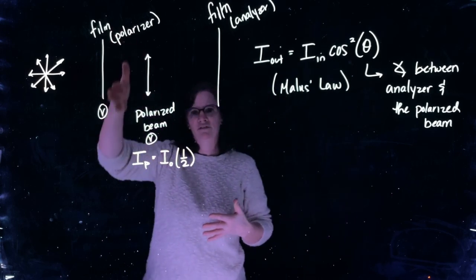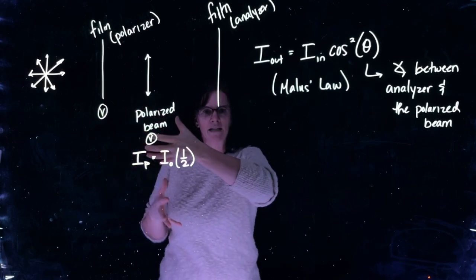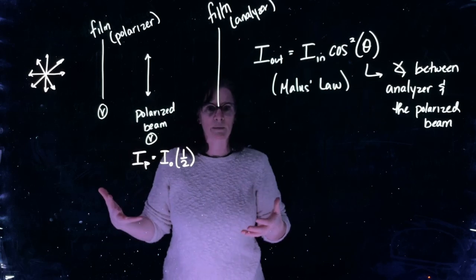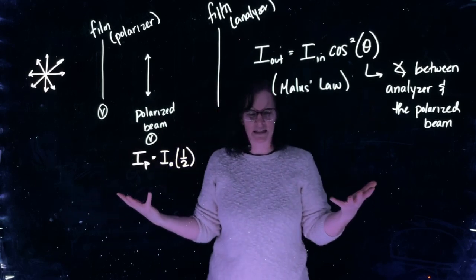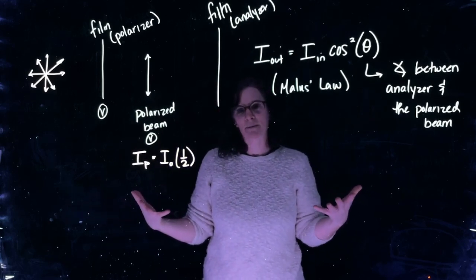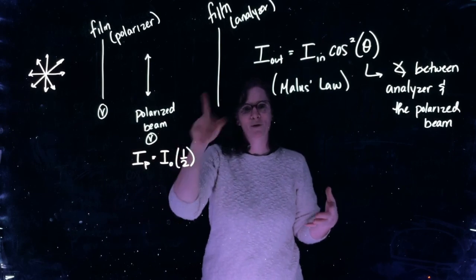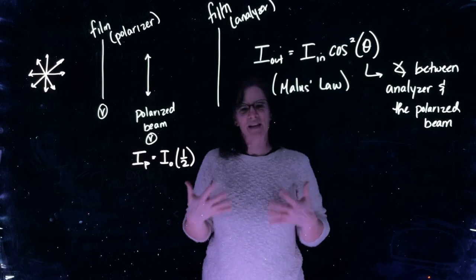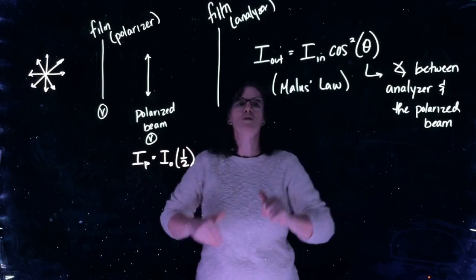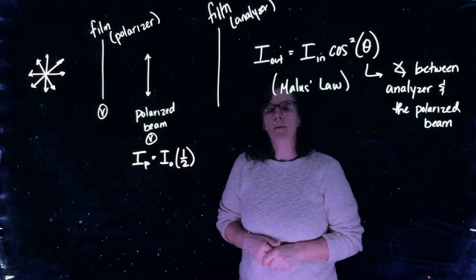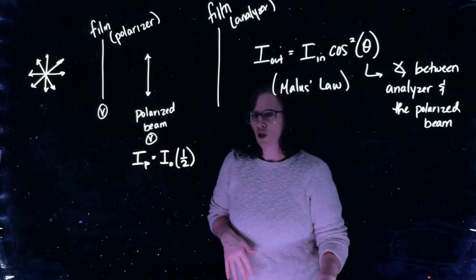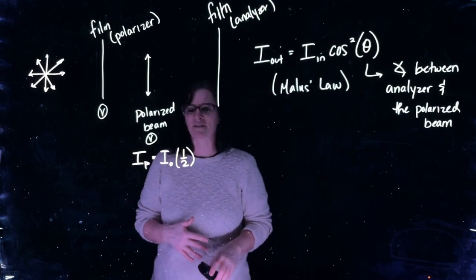If I had this film and I rotated that polarizer in front of an unpolarized beam of light, I don't get any difference in the intensity because it's unpolarized. If I do the same with a polarized beam of light, I do. And so that's why we can use it to analyze. So I'm going to use those two languages. We're going to do an example problem using Malus's Law in terms of the intensity.